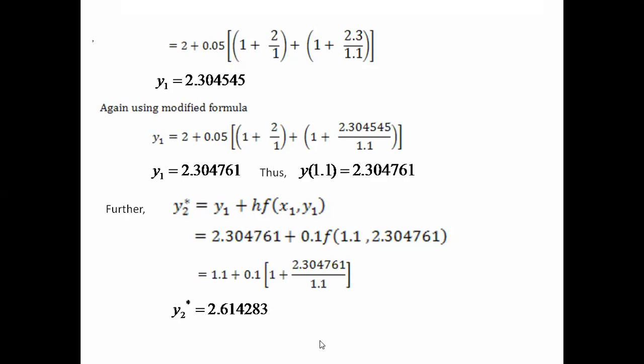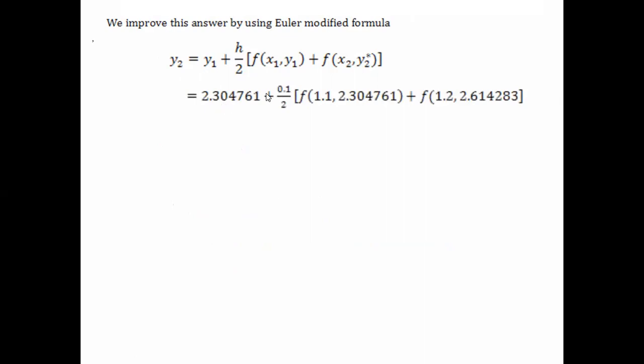Now use the modified formula. How to use the modified formula? You have to take the average slope. So the formula is y2 is equal to y1 plus h by 2 into f of x1 comma y1 plus f of x2 comma y2 star. These values are written here. y1 is the same value, h by 2 is 0.1 by 2, f of x1 y1 remains the same. Only the new values are x2, 1.2, and y2 star, the approximate value for y2 you got using the Euler formula.